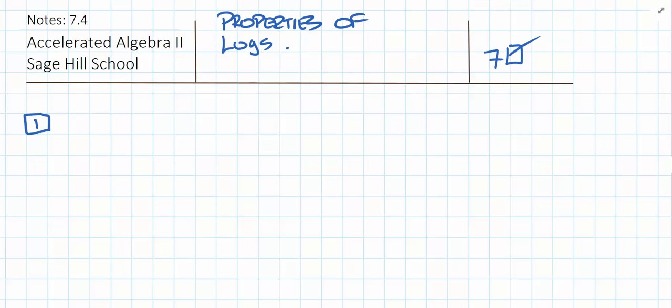Here we go. The first thing that we're gonna talk about today is this idea of something that's called the change of base formula. Okay? And this comes in really handy when you're trying to evaluate logs with bases that are kind of unknown. So let me give you an example, right?